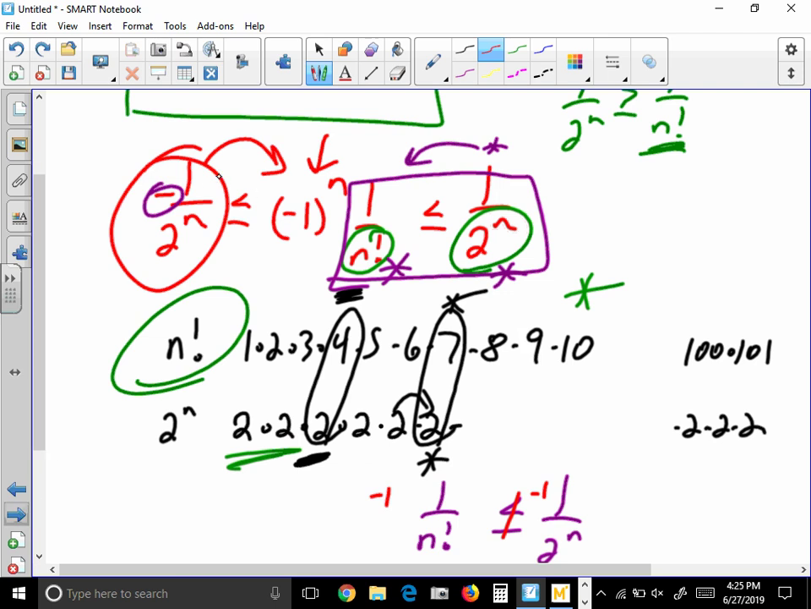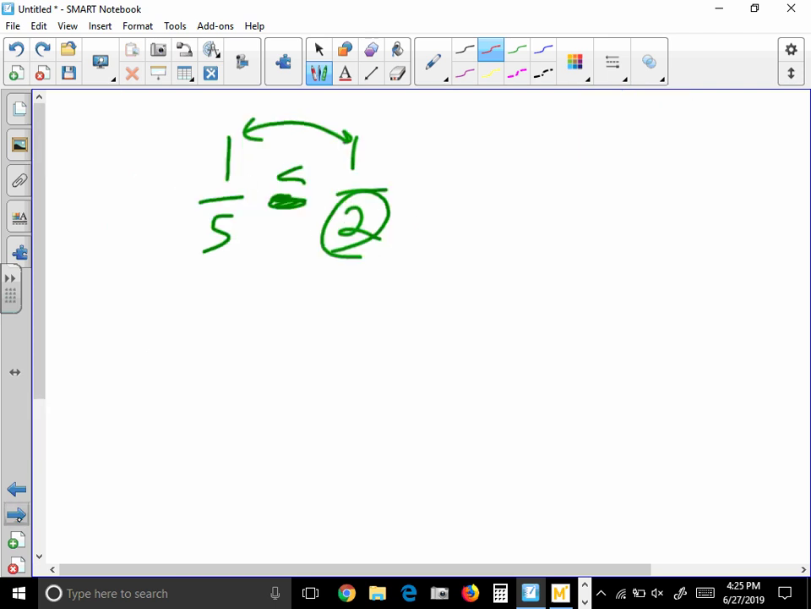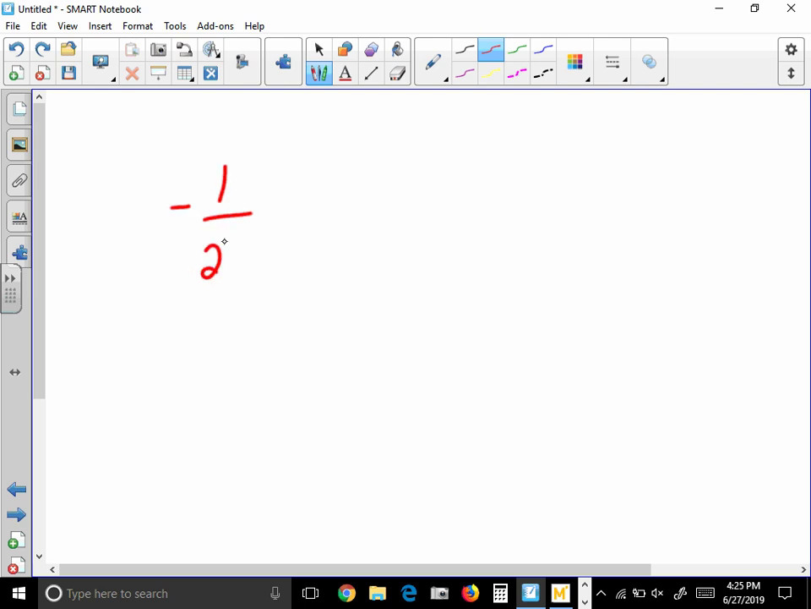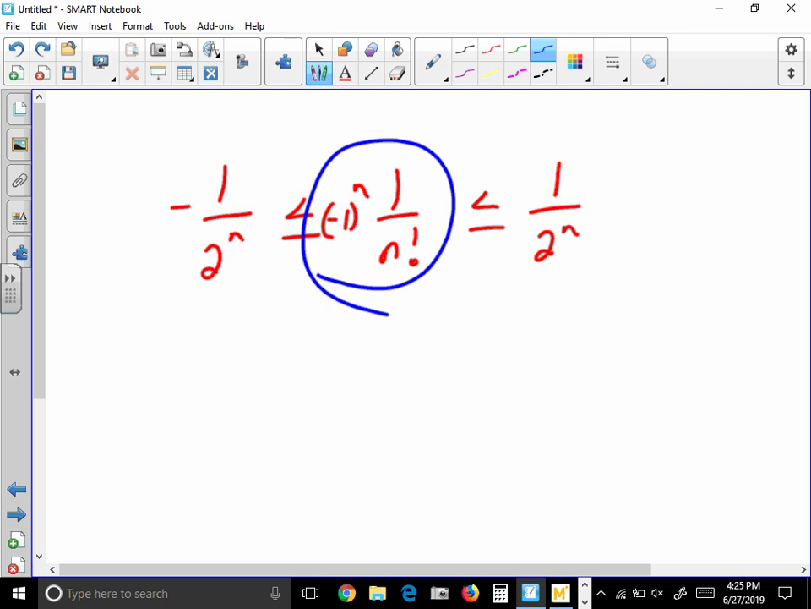In this squeeze, when 1 over 2 to the n is negative, that's always going to be smaller than our n factorial term. When it's positive, it's always going to be bigger. And this has an extra term. So that one is always in the middle.